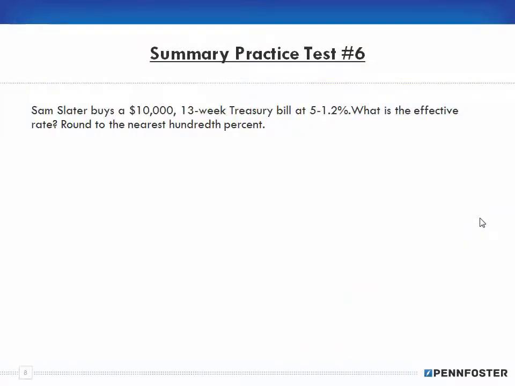In the last problem here, it says Sam Slater buys a $10,000 13-week Treasury bill at 5.5%, just the way I typed it. Terrible typing. So what is the effective rate? Round to the nearest hundredth of a percent.